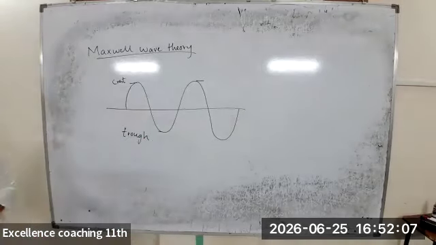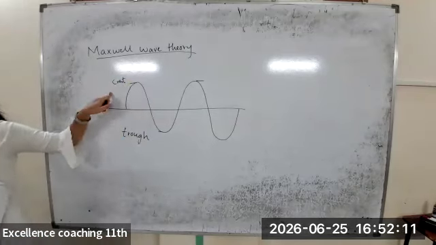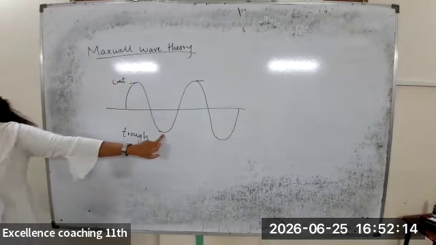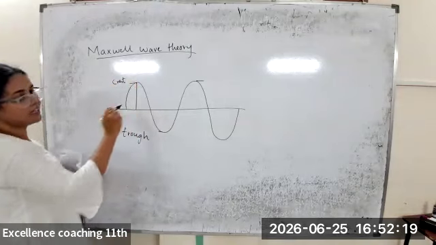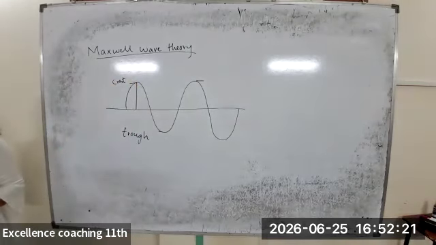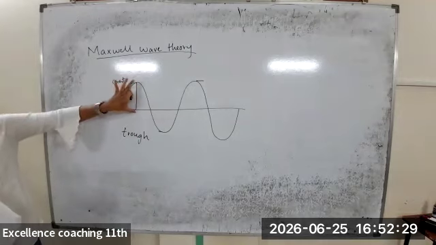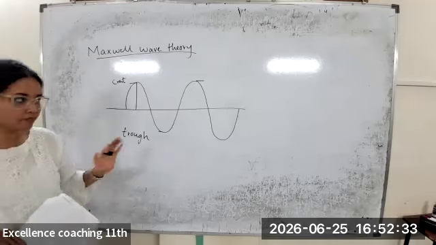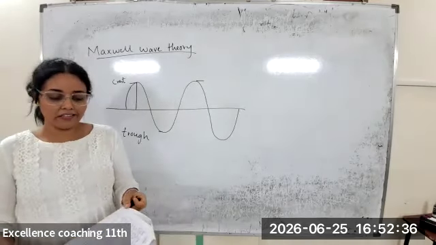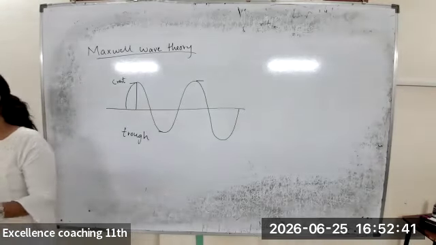You all have a basic idea about the wave, right? The top is called the crest and the down point is called the trough. Then the height of the wave is called the amplitude. Amplitude is nothing but the height. Now let us discuss each parameter in detail. The first one is wavelength.